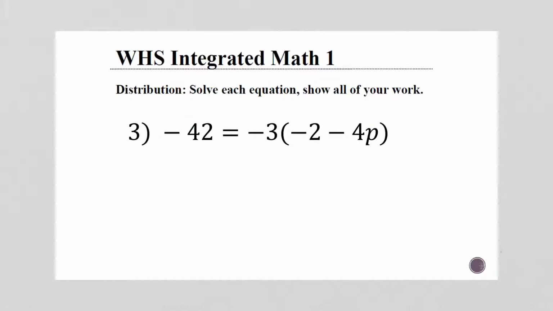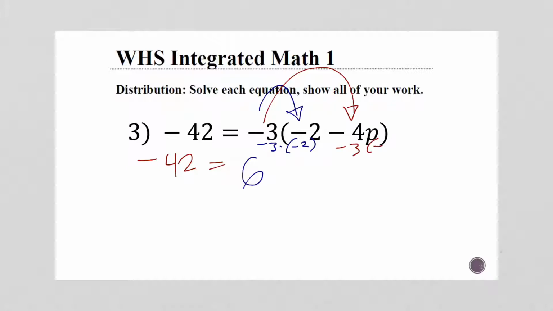Number 3. I'm going to rewrite the first term equals, and this time I have to use distributive property on the right-hand side of my equation. So negative 3 times negative 2 is positive 6. And then I have negative 3 times negative 4p, and when I multiply them, I get positive 12p because a negative times a negative is a positive.